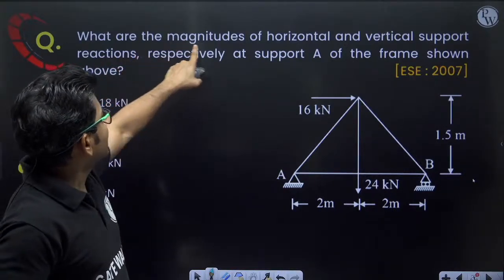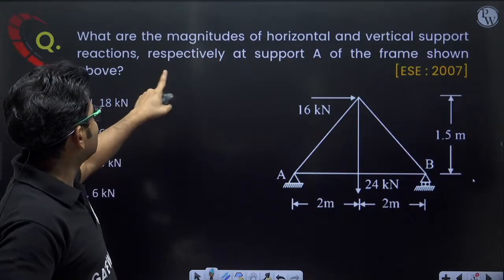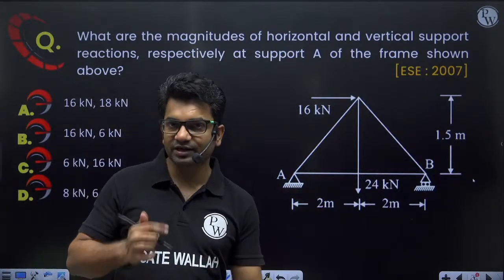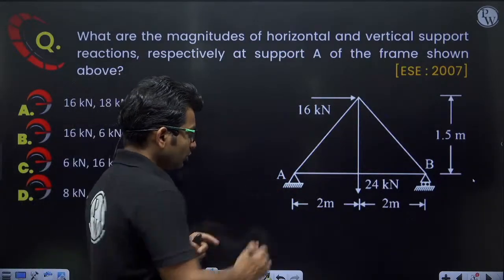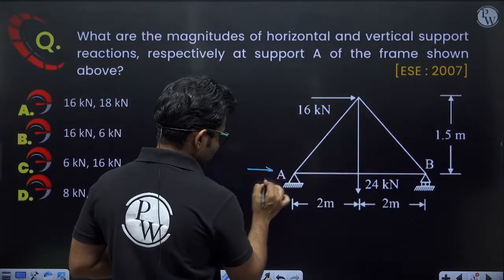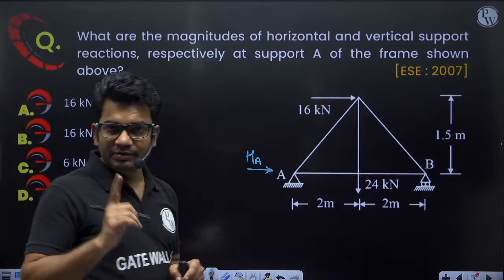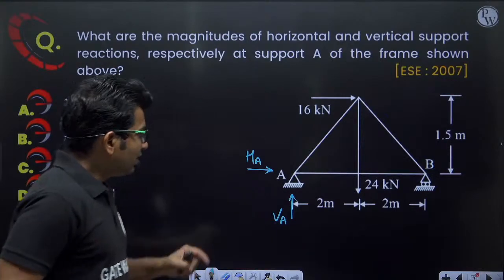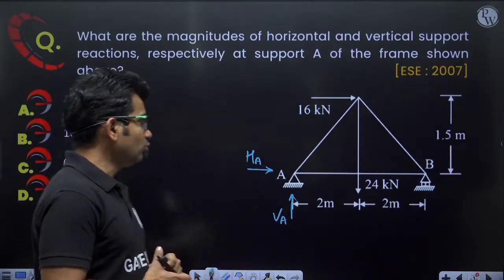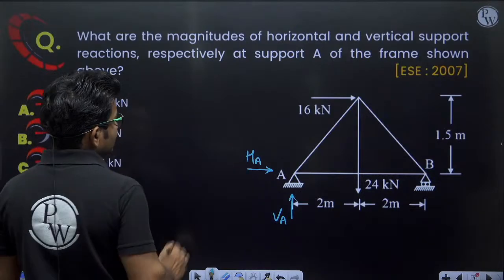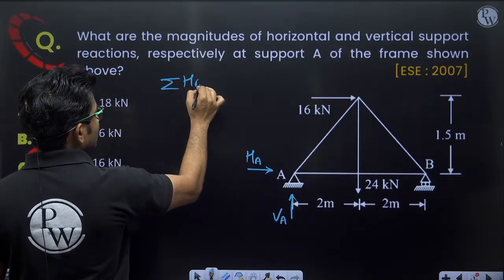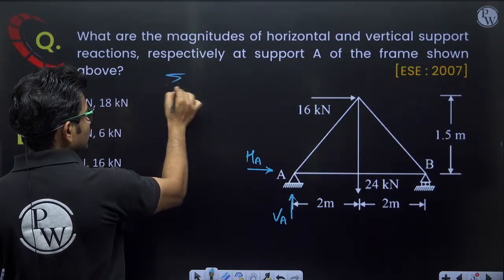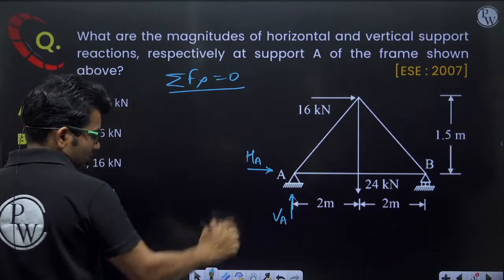Now what is asked? What are the magnitudes of horizontal and vertical support reactions respectively at support A? At support A, how many support reactions will be there? There will be only 2 support reactions. One horizontal support reaction, let us say HA, and one vertical support reaction, let us say VA. Now we have to find out the values of HA and VA. How to find the value of HA? It is very easy if we do summation of Fx equal to 0. If I do summation Fx equal to 0, I'll get the value of HA.